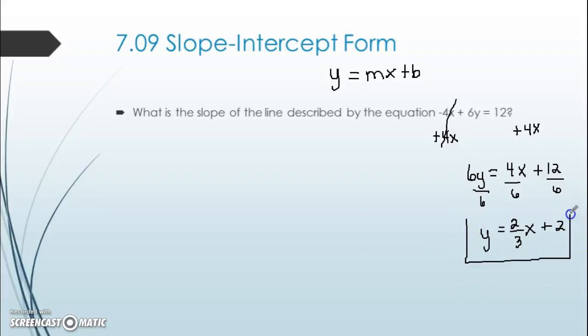So easily I can see now the slope of this equation is 2/3, a rise of 2, a run of 3, and it's crossing my y-axis at a positive 2.